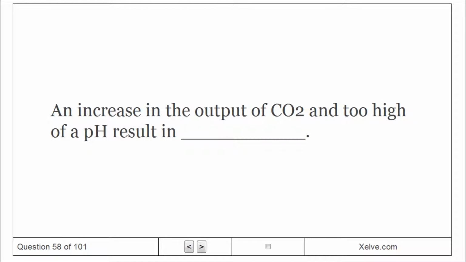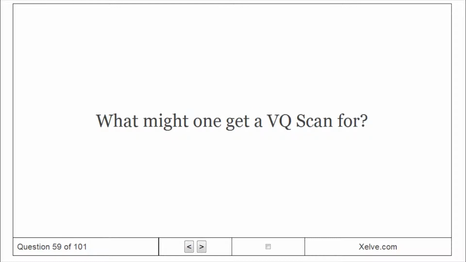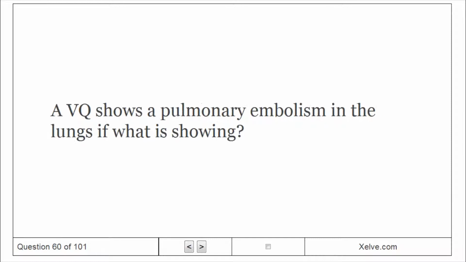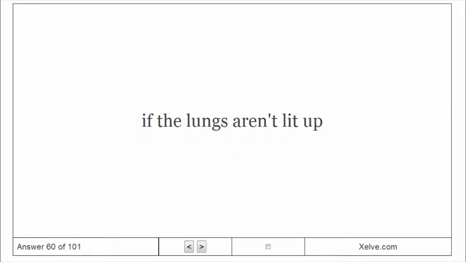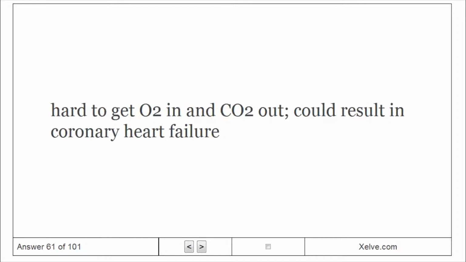An increase in the output of CO2 and too high of a pH result in blank. Respiratory alkalosis. What might one get a VQ scan for? To rule out an embolism. A VQ shows a pulmonary embolism in the lungs if what is showing? If the lungs aren't lit up. What is super dangerous about water in the lungs? Hard to get O2 in and CO2 out, could result in congestive heart failure.